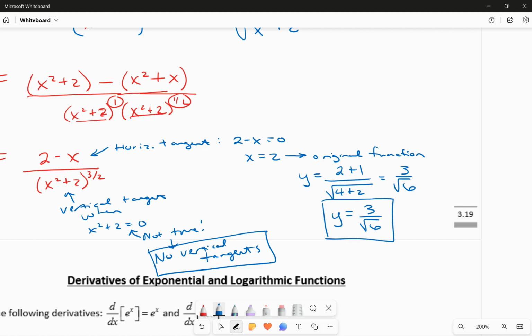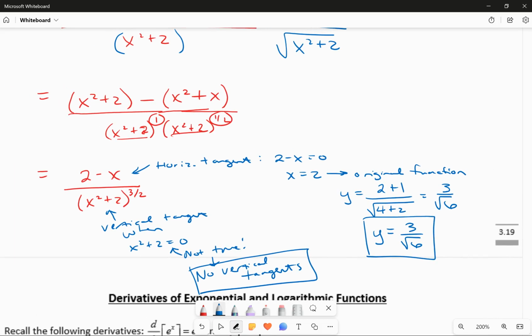All right, so that is our last example, where we're really combining the quotient rule with the chain rule and all the nasty algebra that comes with that.